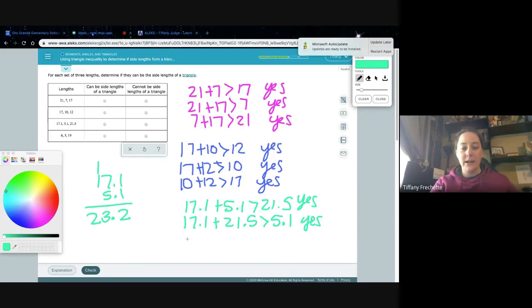All right. And then we have one more side here. We have 5.1 plus 21.5 is greater than 17.1. 21 is greater than 17, so no matter what I add to 21, I'm going to get a yes. So we've actually gotten a yes on all 3 so far.